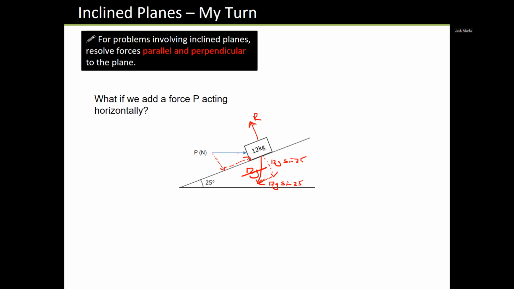The angle, this angle will be 25. Why is it 25? Well, look at that blue arrow and look at the base there. This is angles in a parallel line. And then you can do the same thing that you did before. So the bit that goes down must be P sine 25. And the bit that goes parallel must be P cos 25.